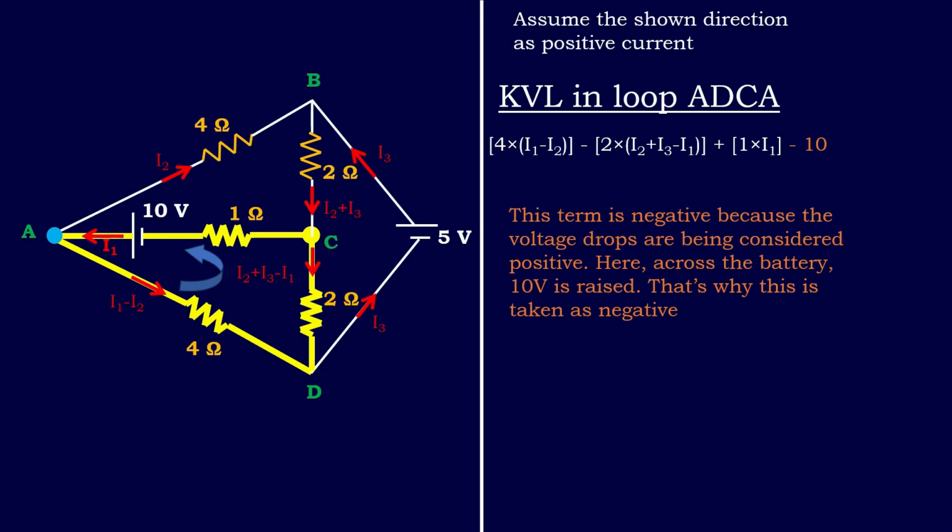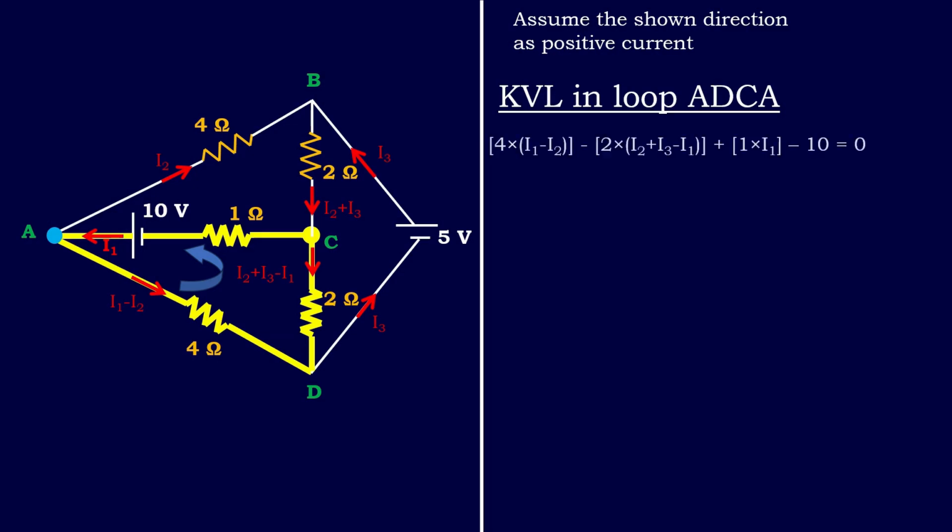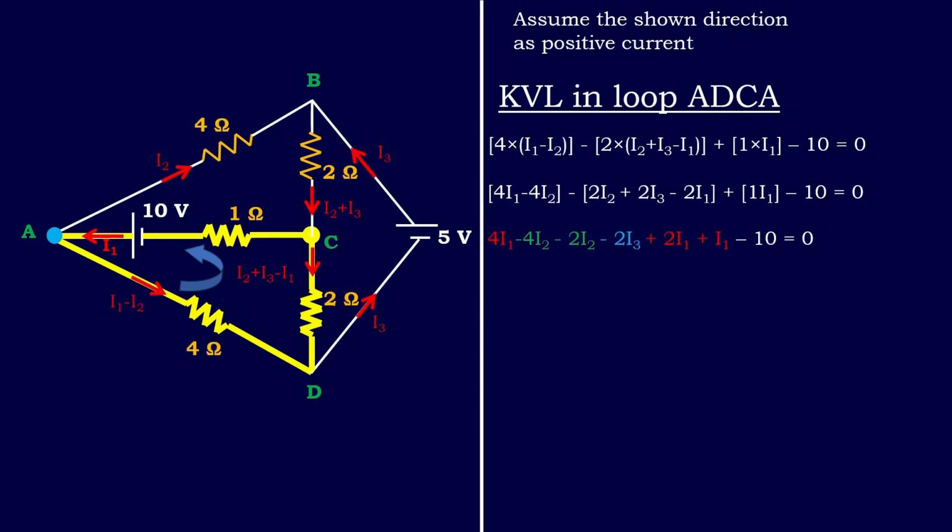This completes the loop. According to Kirchhoff's voltage law, the algebraic sum of all voltage changes in a closed loop is 0. So we equate the entire equation to 0. Now we collect all the terms containing I1, I2 and I3. After simplifying, we obtain equation 1.